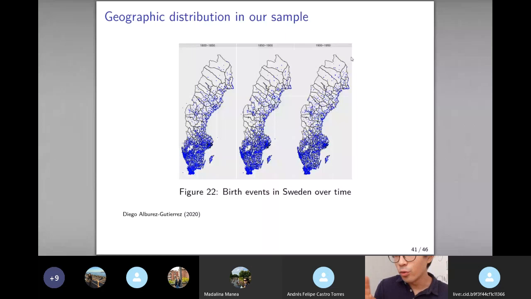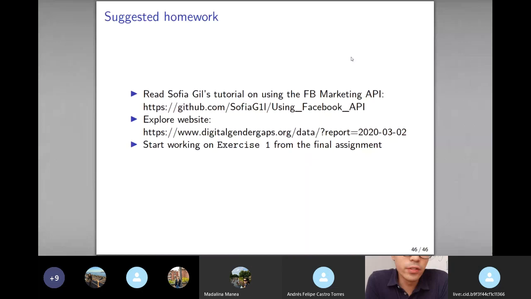I'm not going to cover this last part because I want to speak a bit about the homework. So, things I suggest that you do today in preparation for tomorrow's class. There's a link of Sophia Hill, a PhD student in our lab, and she has prepared a tutorial for using the Facebook marketing API. So if you are interested in APIs and in using Facebook data, this is a very good start. It's using R, and it's freely available. We're not going to discuss it in depth, but it's a good resource.